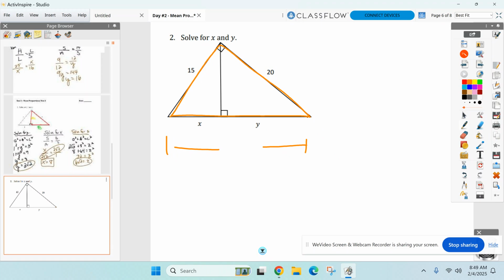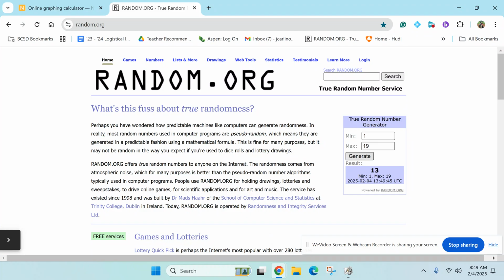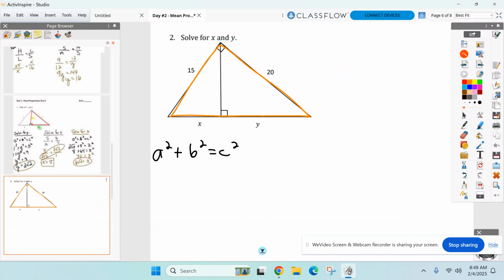All right, so my first step is I need to do Pythagorean theorem on the big right triangle. And speaking of the big right triangle, what are your 2 legs on the big right triangle? T, what are my 2 legs? 15 and 20. Okay, here we go, everyone. 15 squared plus 20 squared equals your hypotenuse squared.